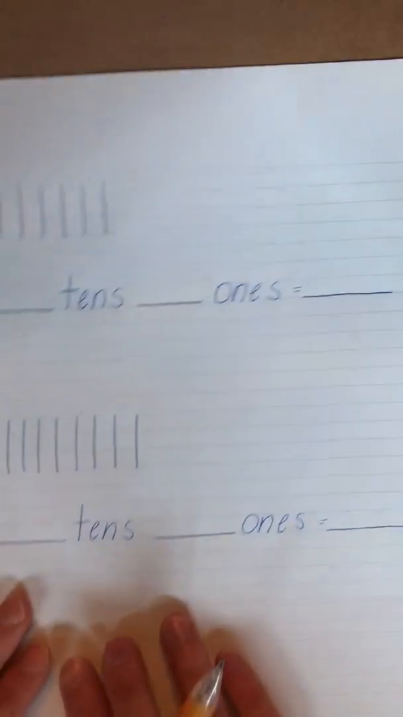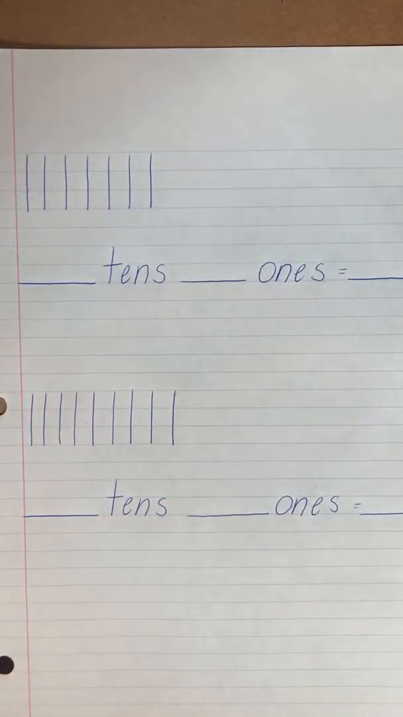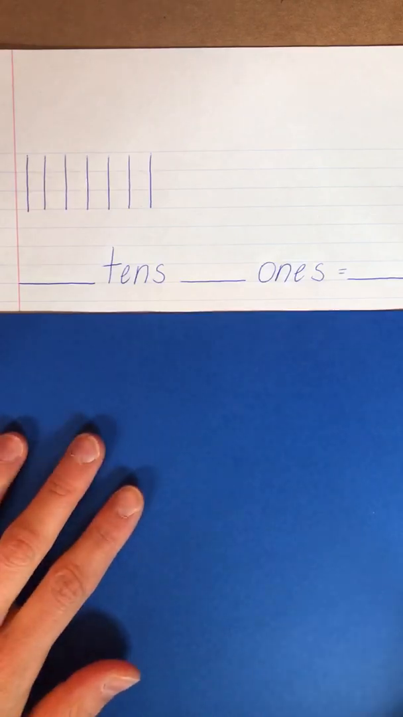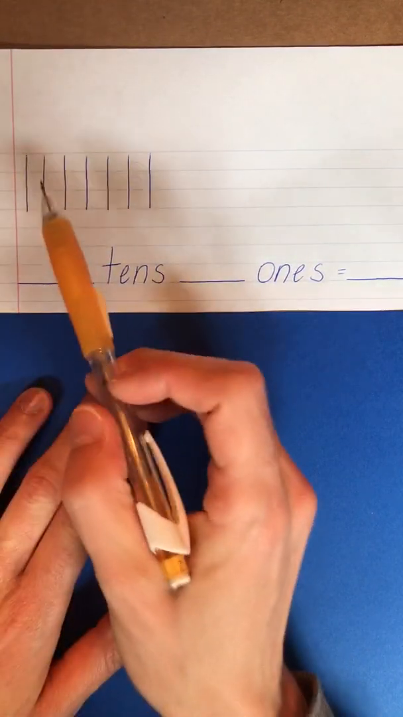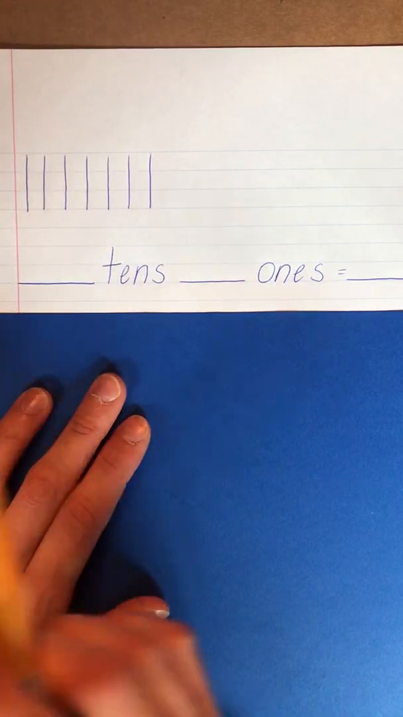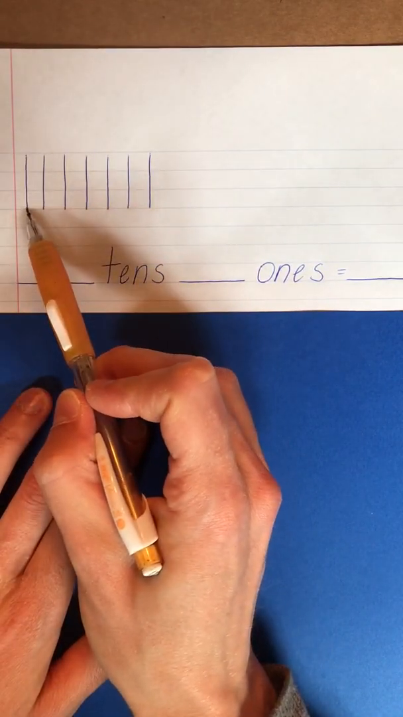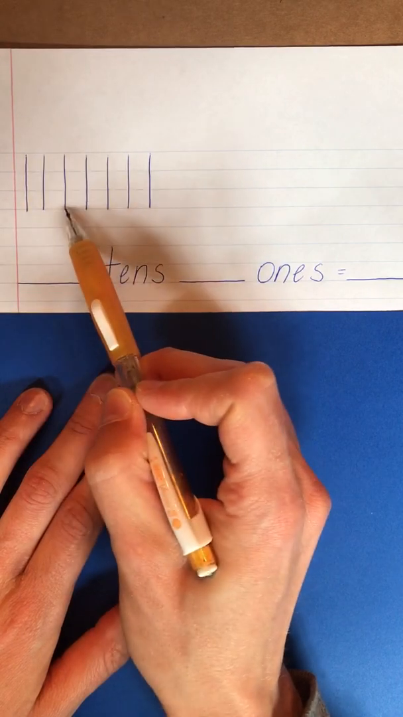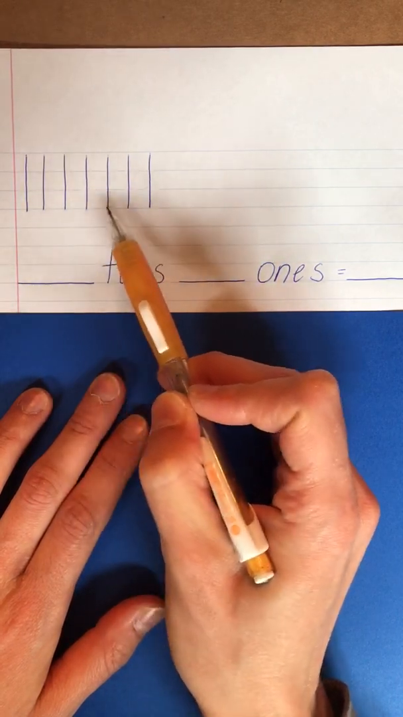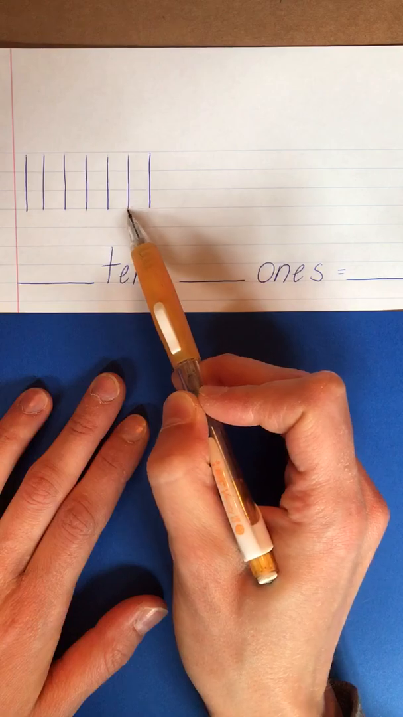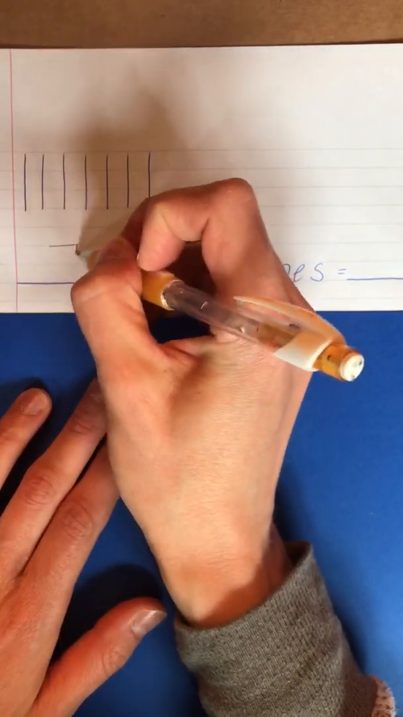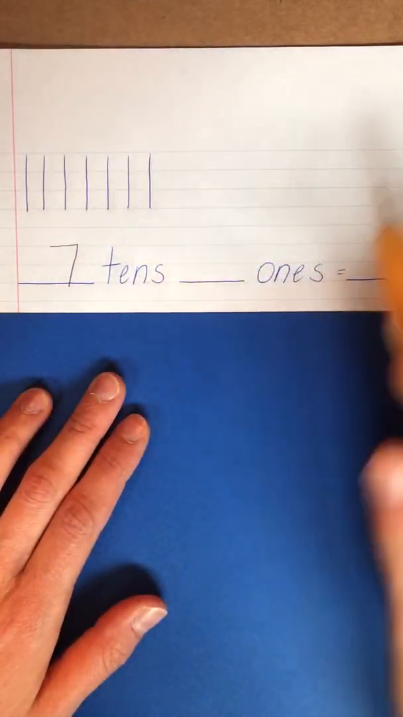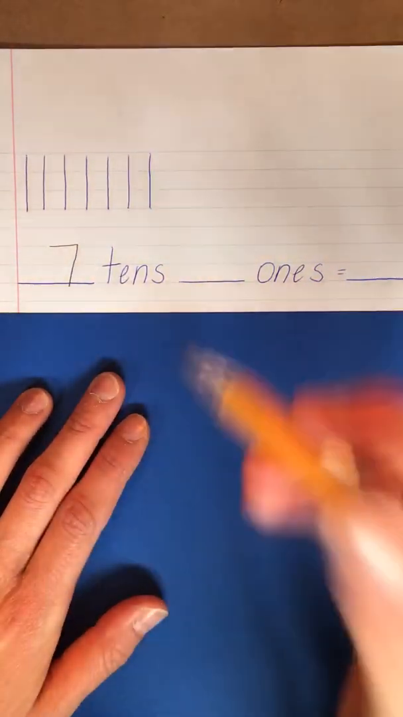Okay, friends. If we look at the very bottom of our worksheet here, we have a group of 10s here. Your job is to tell me how many 10s you see. So let's count them up. 1, 2, 3, 4, 5, 6, 7. 7 10s. That's right. Great job. And how many 1s do you see? That's right. There are 0 1s.